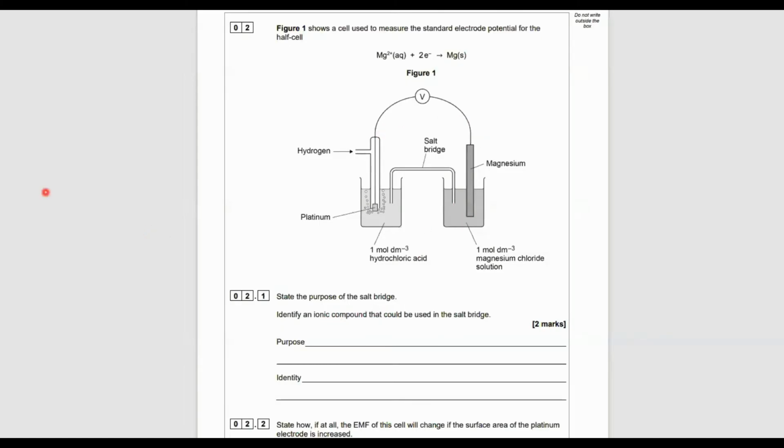So, the purpose of the salt bridge is to complete the circuit. If you remove the salt bridge, the voltmeter will show no reading, and so the circuit will not be complete. Best not to say so electrons can flow here, because it's not actually electrons that go through the salt bridge, it's ions. So it's best just to say to complete the circuit.